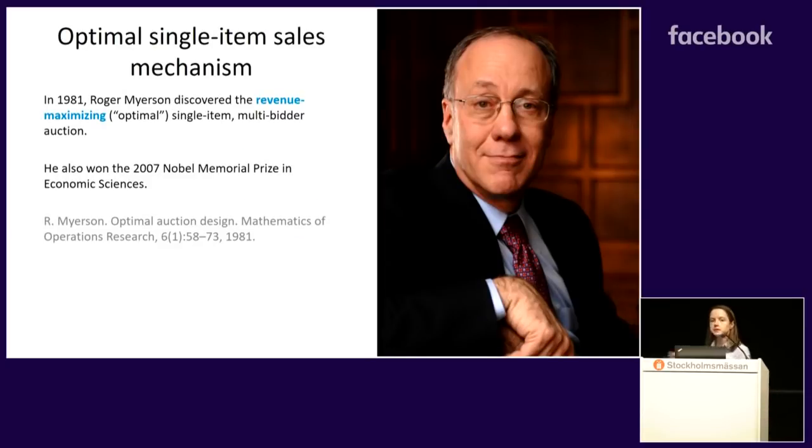Okay. So now I want to move into revenue maximization. We've seen the fundamentals of mechanism design, and now I'm going to tell you about one of the most beautiful results in mechanism design, which is the optimal single item sales mechanism. This was discovered by Myerson in 1981. It's the optimal single item sales mechanism, single item multi-bidder. And economists typically refer to revenue maximizing mechanisms as optimal mechanisms. So that's the terminology we're using here. And he also won the Nobel Prize.